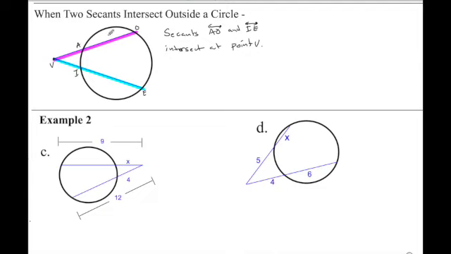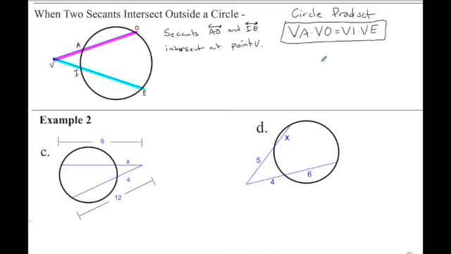Now the secants continue on, but these are the segments we want to worry about. And the same formula holds. So we have Vavo Vive again. Well, it's a different case, but it's the same formula. That's our circle product. So what we're going to be using for these problems as well, but just the labeling is different.